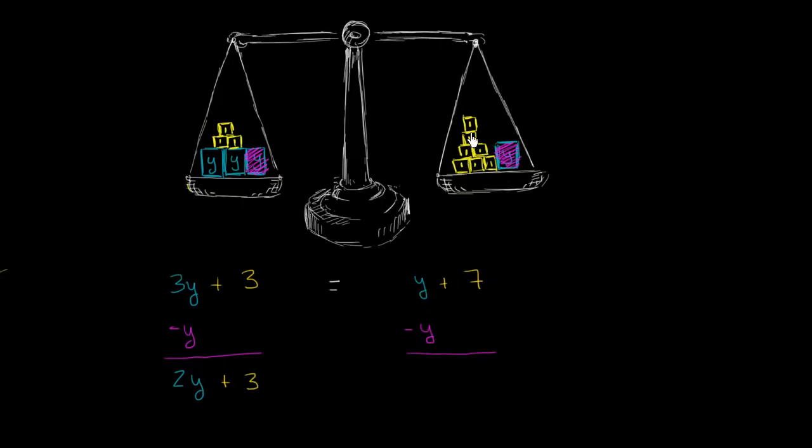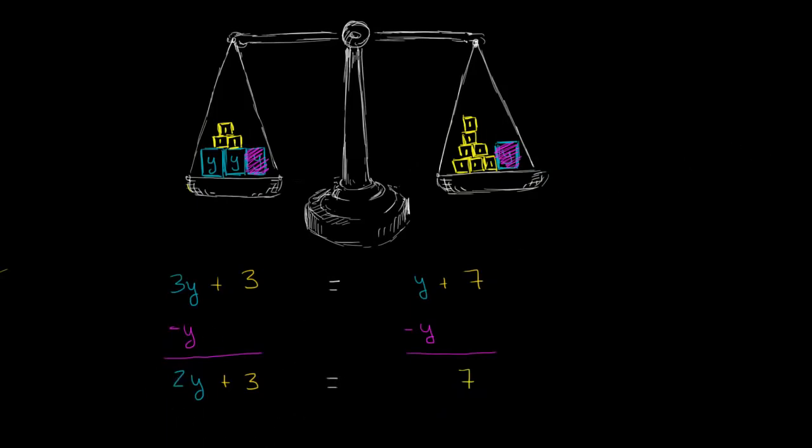And we see it visually right over here, but I still have 7 of the yellow blocks. Since I took away the exact same mass from both sides, the scale is still going to be balanced. It was balanced before. I took away the same thing from both sides, and so the scale is still balanced. So this is going to be equal to that.